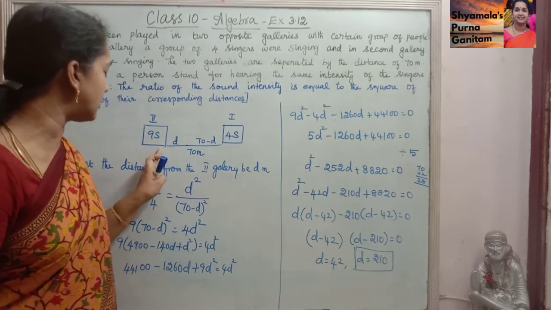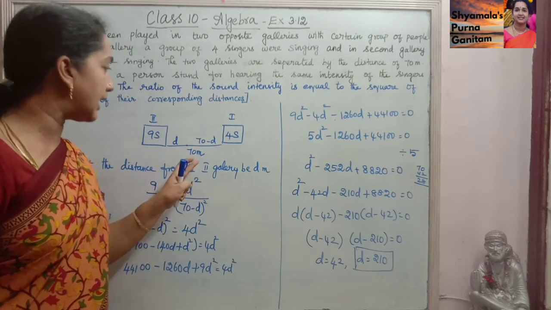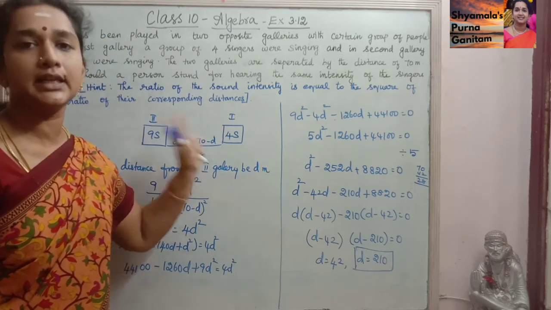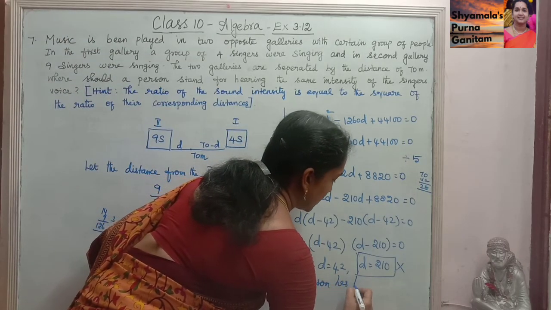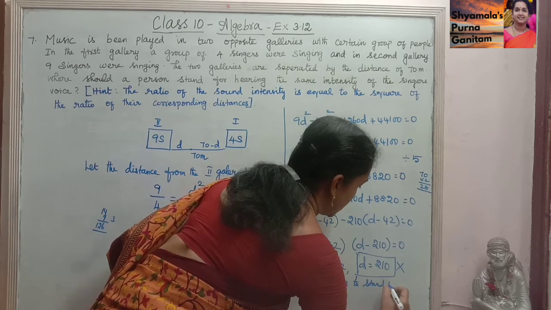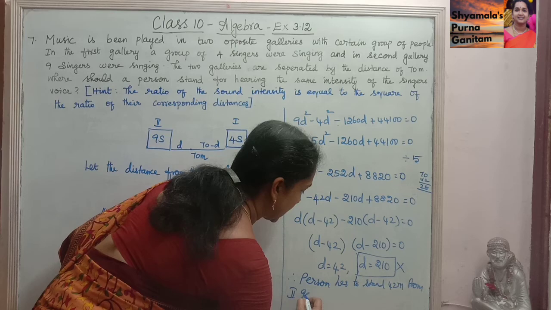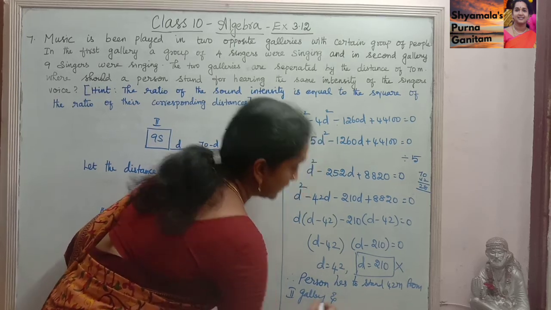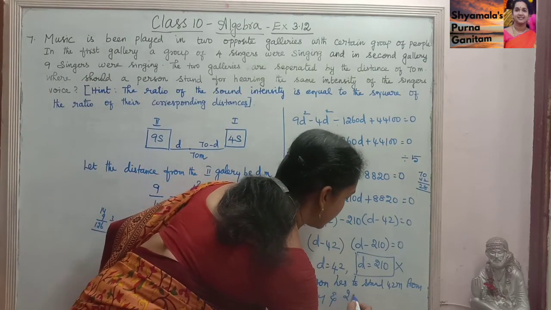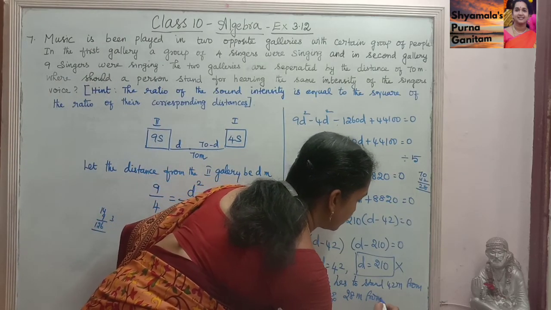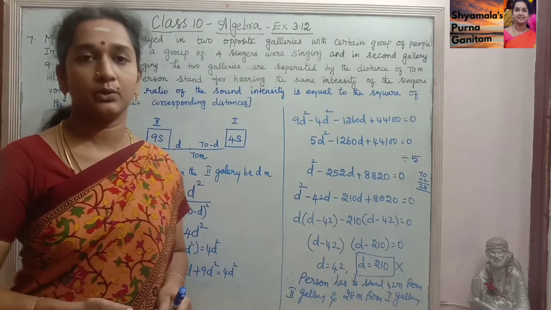So when he is standing at 42 meters, he is able to hear both intensities equal. Okay, the person has to stand 42 meters from the second gallery and 28 meters, 70 minus 42 is 28 meters, from the first gallery. This is how it has to be written.